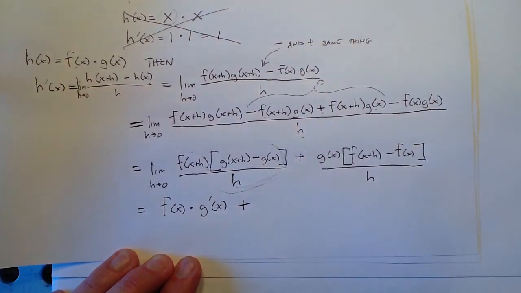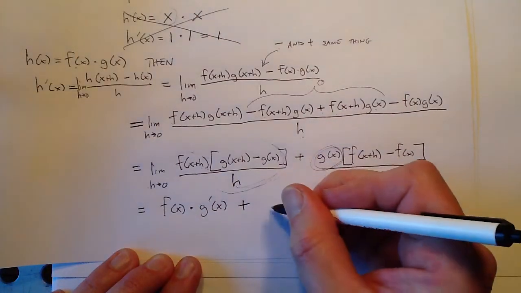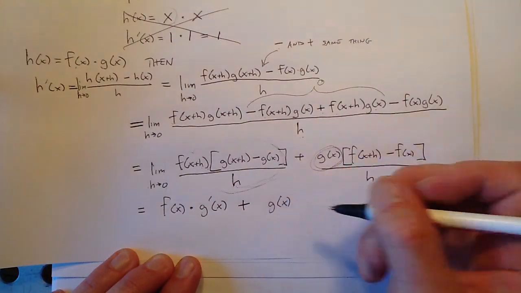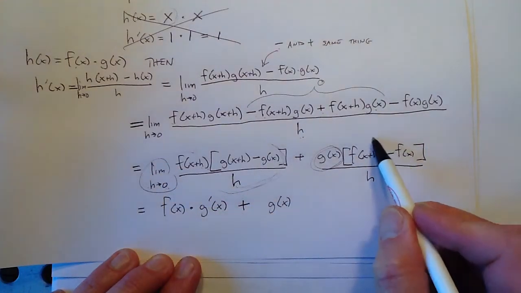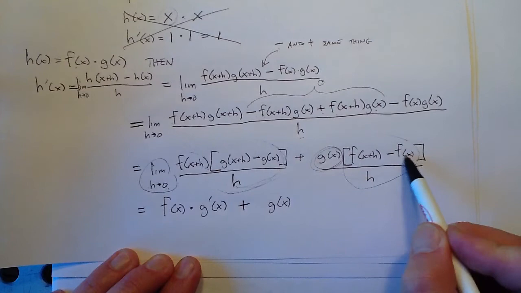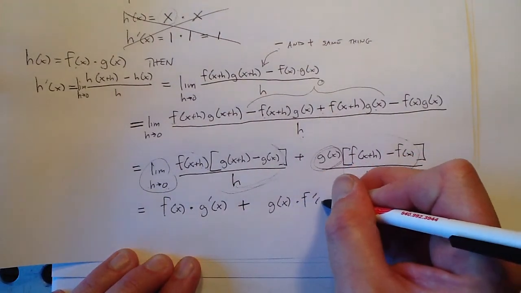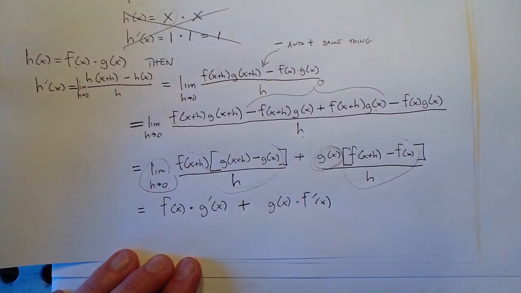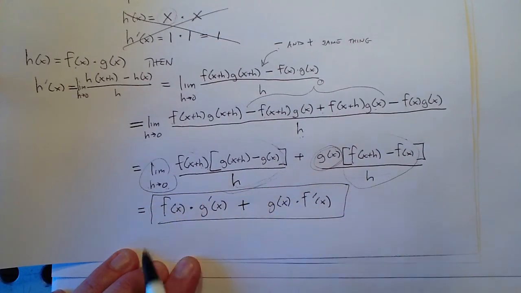Plus, here, there's no h's at all in this piece, so that's just g of x times, and then look, the limit as h approaches 0 of this, that's the definition of the derivative of the f function. So, there you have it. That is the product rule.